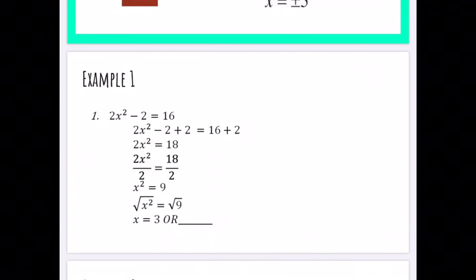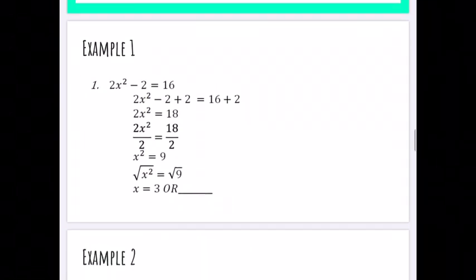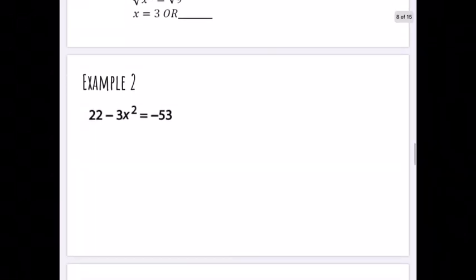Then I have x squared equals 9. Remember in the previous example, I told you that the opposite of a square is a square root. So I'm square rooting both sides. The square root of 9 is x equals 3, or what do you think? Hopefully you said negative 3. So we write this as plus minus 3. Okay. Example number 2, write it down. 22 minus 3x squared equals negative 53.